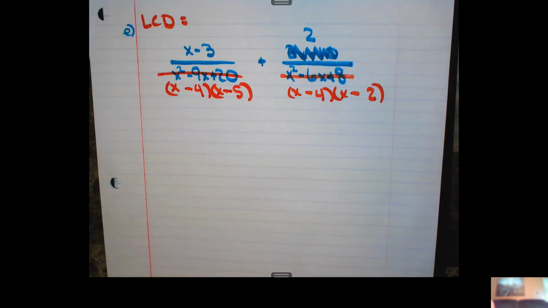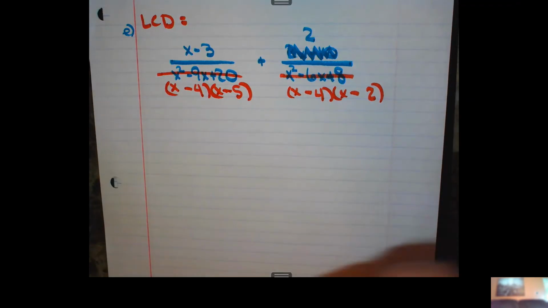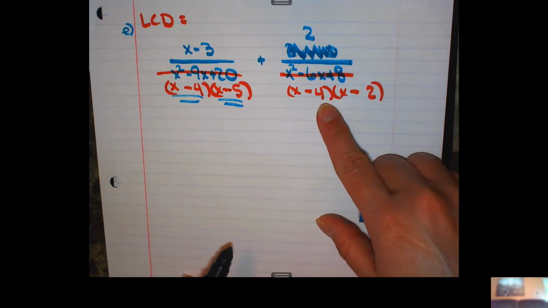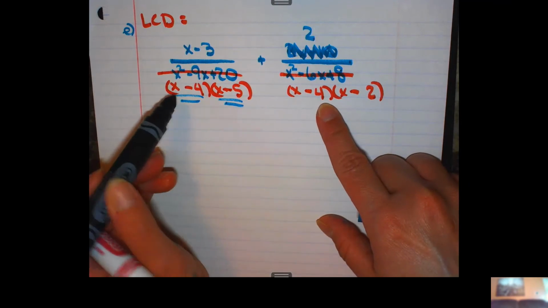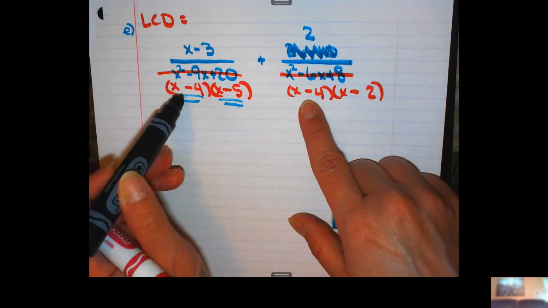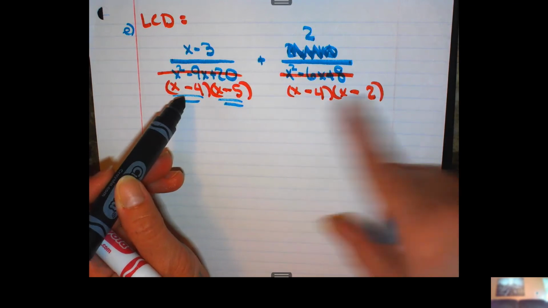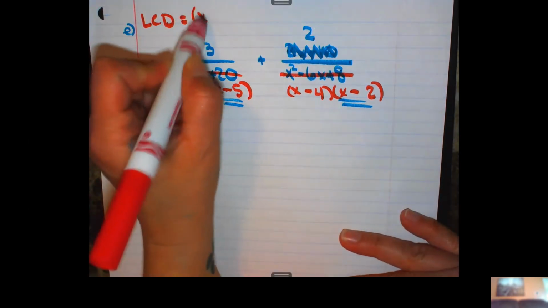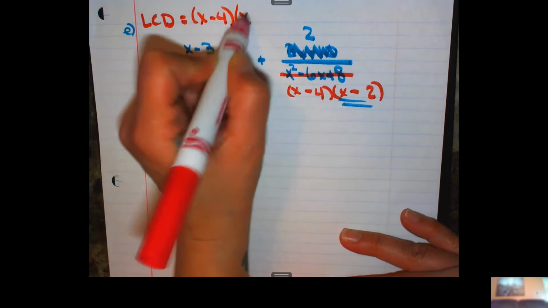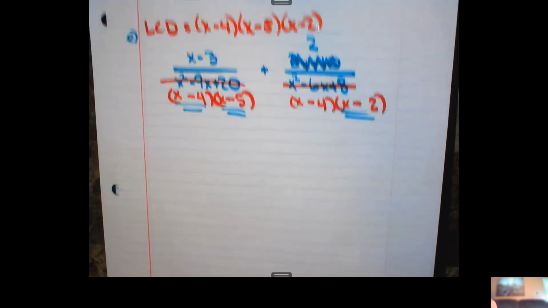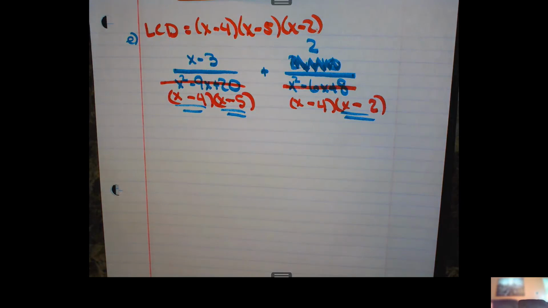Our LCD would be this over here, plus everything over here, but not repeating what we already underlined. So we have an x minus 5 and an x minus 4 and x minus 5. We already have the x minus 4, so I don't underline that. We don't have yet an x minus 2. So all 3 of these pieces are our LCD. So we're going to have an x minus 4, x minus 5, x minus 2. That's our LCD. What that means is we want to get the denominators to be that.